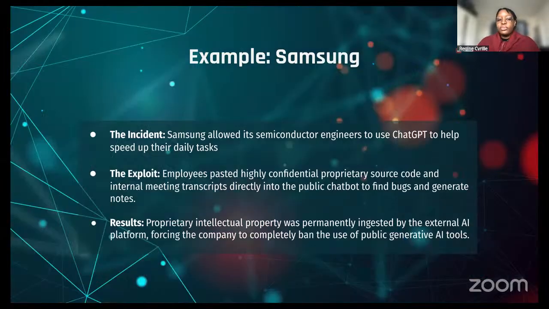This is an example. Samsung, it was a while ago. Samsung allowed its semiconductor engineers to use ChatGPT to help speed up their daily tasks. Everyone is using AI nowadays, the hype. Now, what happened? The employee pasted highly confidential source code and an internal meeting transcript directly into the public chatbot to find bugs, to do the work faster, to make it easier to generate notes. So the result was that proprietary intellectual property was permanently ingested by the external AI platform, and this forced the company to ban the use of public generative AI models. And of course, they could lose money and reputation. People would not trust them, wondering what if it leaks their trade secrets and so on.